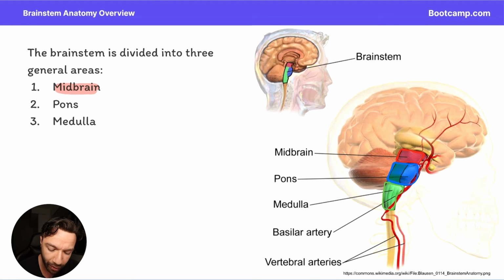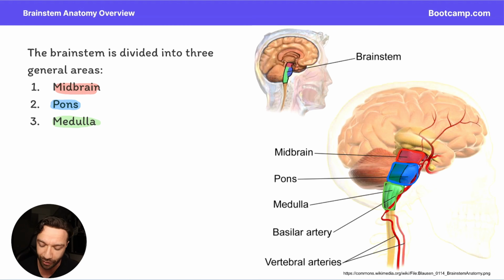Next up, we have our pons. And our pons is going to be this center area right here. And the way I classify it is it has this bulge coming off anteriorly, which is very prominent in some of the other images that we're going to be looking at. You can see it has this bulge right here.